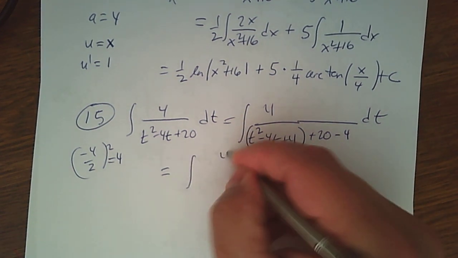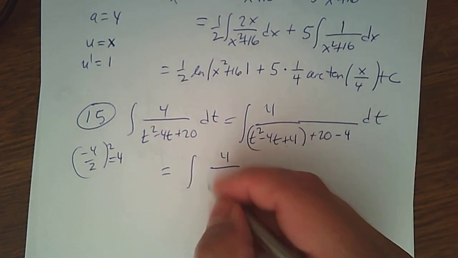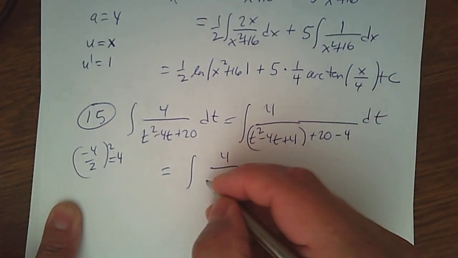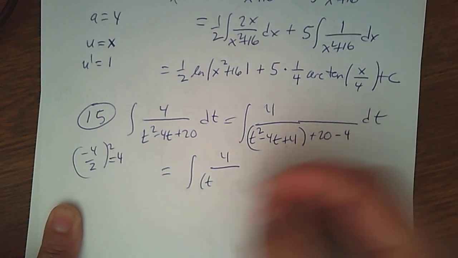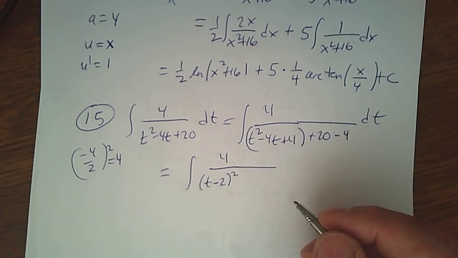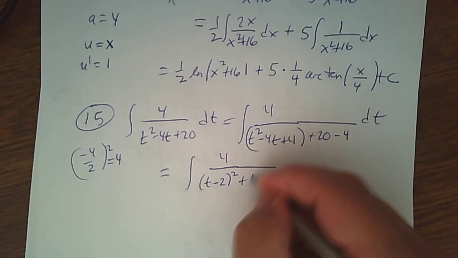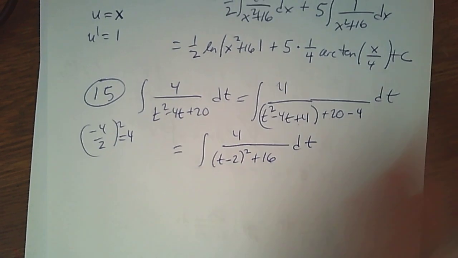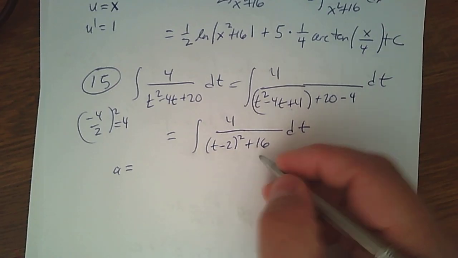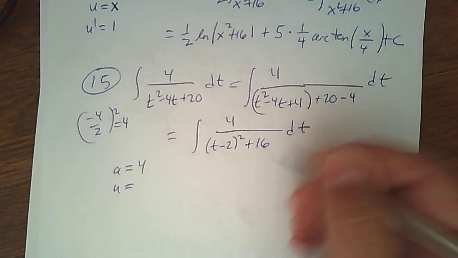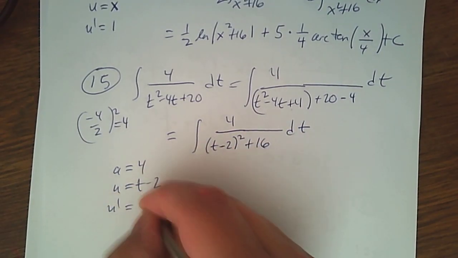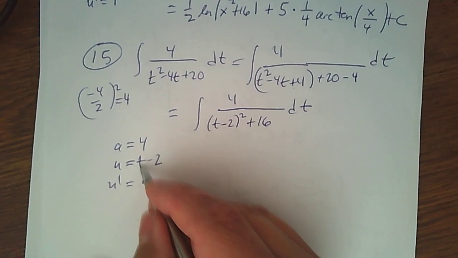Then the first parentheses here is a perfect square. So for this to be a perfect square and you factor it, what two numbers multiply to 4 and add to -4? That's -2 and -2, so I can write that as (t minus 2) squared when you factor it, and then 20 take away 4 is 16. Now this is in the form of arctangent. For arctangent, we write down a equals, and that's the square root of 16, which is 4. u equals, the square root and square cross out, that's this t minus 2, and then u prime would just be 1, the derivative of t.